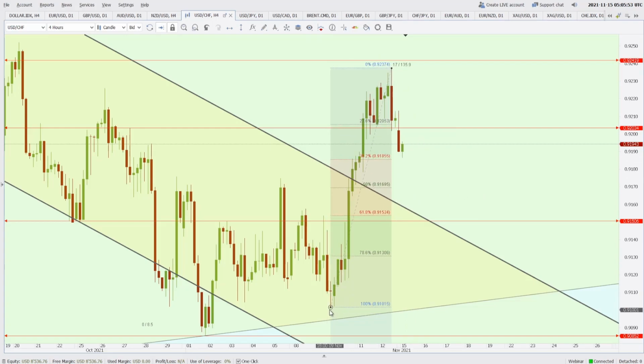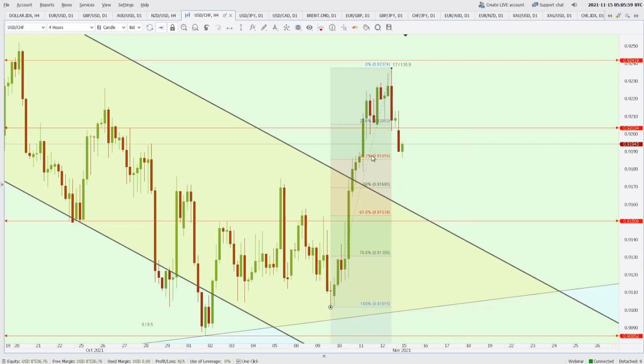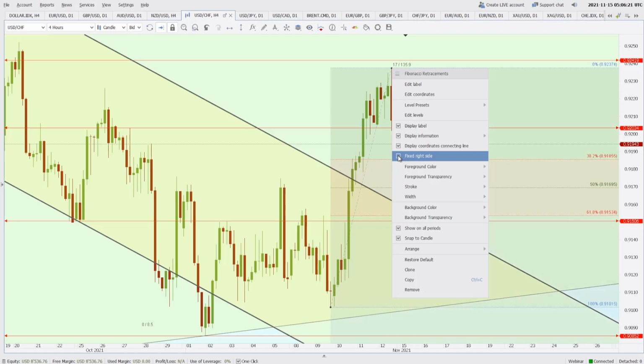So here I wanted to remove these levels. All right, so these are the three important levels that we are going to keep an eye on, and the rest is all clutter, so we will just remove those clutters. And how can we extend right side? Extend right side.